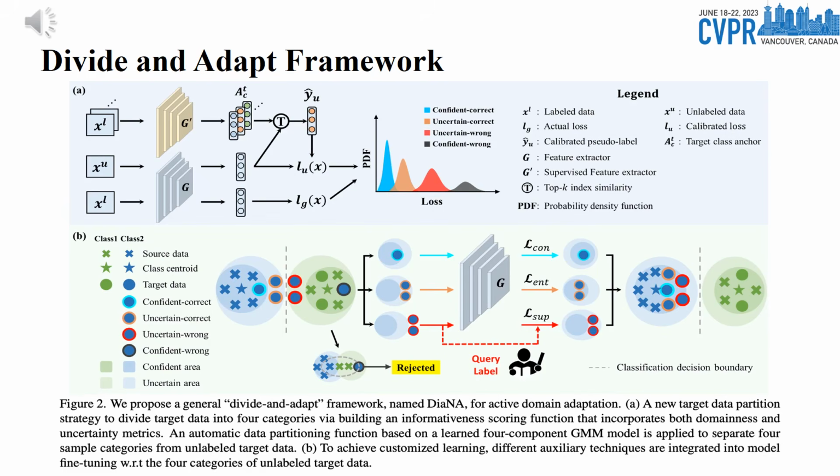We present Divide and Adapt, coded DiaNA, to partition the target instances into 4 categories with stratified transferable properties. Firstly, we propose an informativeness score to measure the uncertainty and domainness of a sample. This enables the use of a Gaussian mixture model to automatically divide data into 4 categories. Finally, we can utilize the data subdivision protocol to recognize the most gainful samples and employ customized learning for different data. Our method achieves state-of-the-art performance and can generalize to diverse DA scenarios.